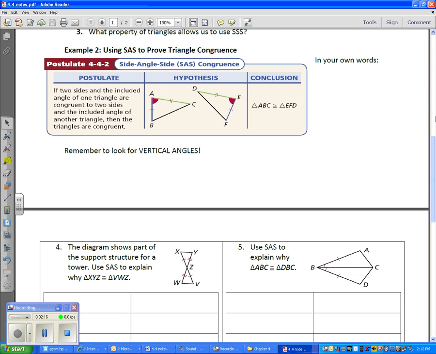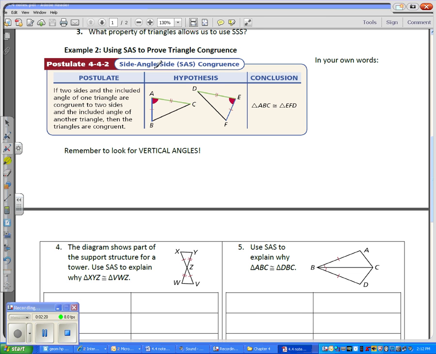And the second shortcut is called SAS. And SAS, pretty much, instead of it being side, side, side, we're talking about one side, one angle, and one other side. And actually, I forgot, sorry. We have to go up.